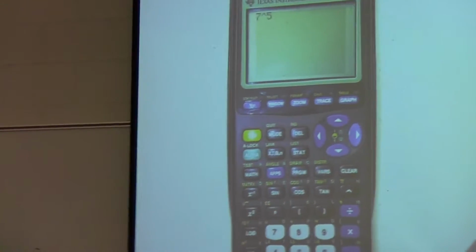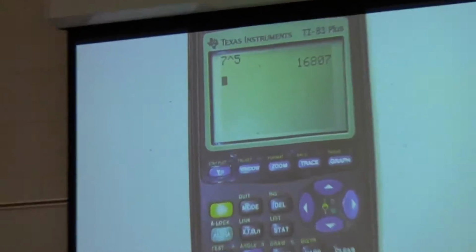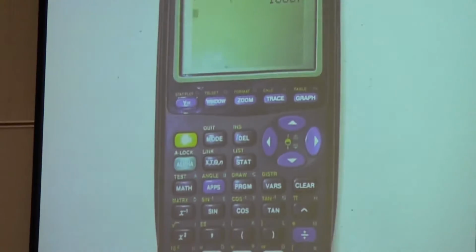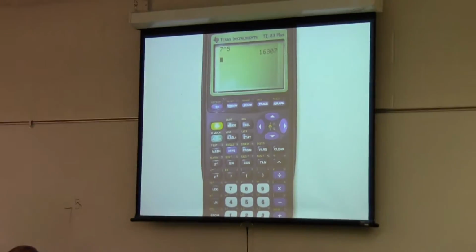So if we wanted 7 to the 5th power, we'd have 7 caret 5, and we would find out that 7 times 7 times 7 times 7 times 7 is 16,807.